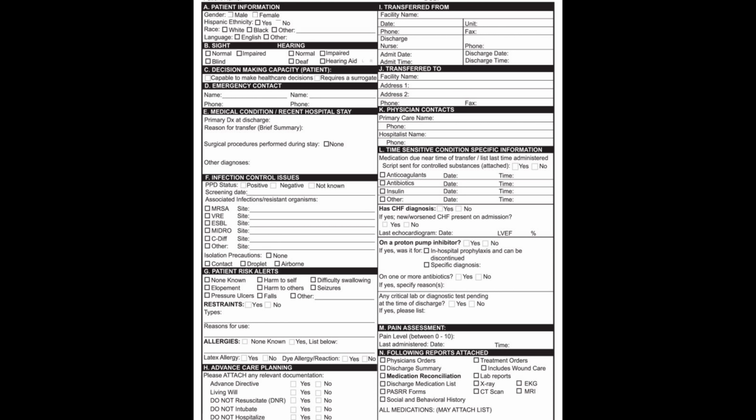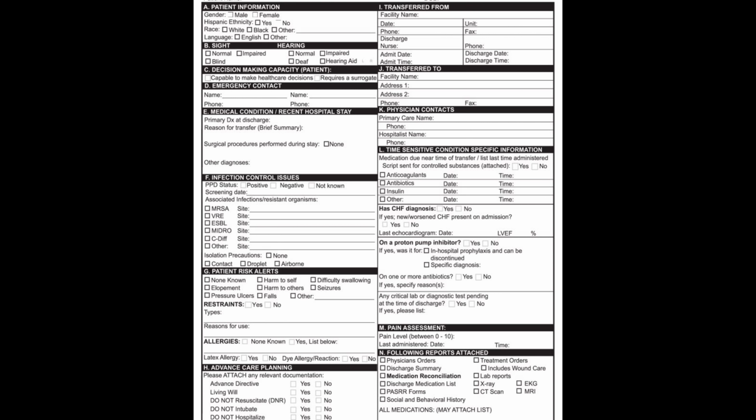And as you can see on the letter E, it has medical conditions and recent hospital stay. So when you call the physician, you won't have to scramble for this information. It'll already be here for you. And then it also has more information about where they were transferred from, because you also need to include that when you're doing the admission inside. The computer is going to ask you for it.